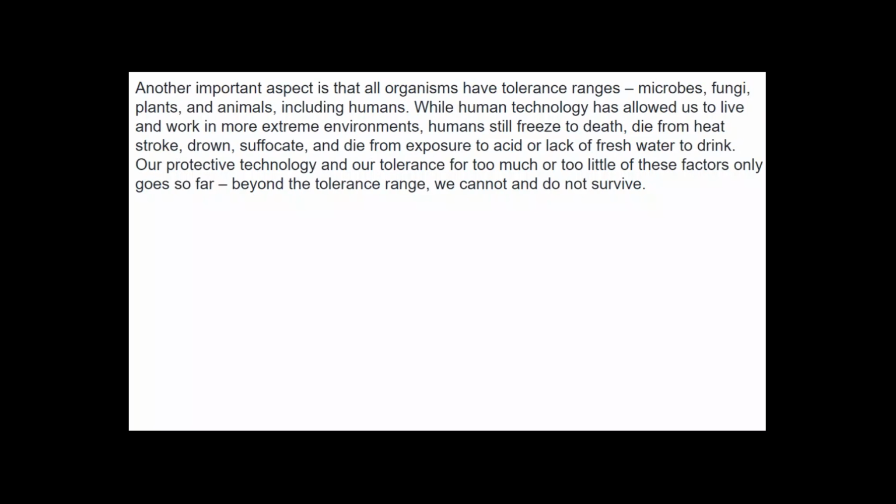Another important aspect is that all organisms have tolerance ranges: microbes, fungi, plants, animals, including humans. We know some bacteria are thermophiles and thrive in very hot water. But even humans have tolerance ranges. But say this about humans. While human technology has allowed us to live and work in extreme environments, humans still freeze to death and die from heat stroke, drown, suffocate, and die from exposure to acids or lack of fresh water to drink. So humans have tolerance ranges, conditions where they can thrive, and other conditions where they can't. And tolerance ranges are going to affect where people tend to live.